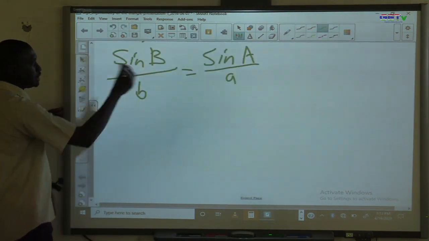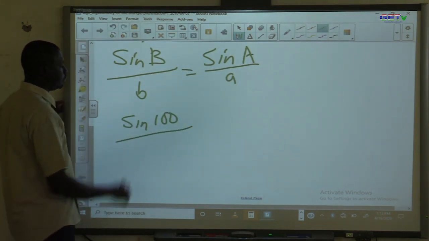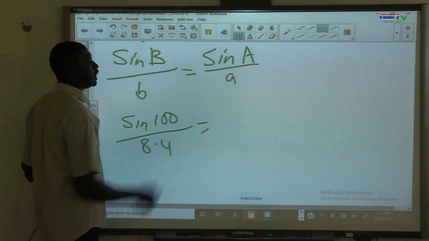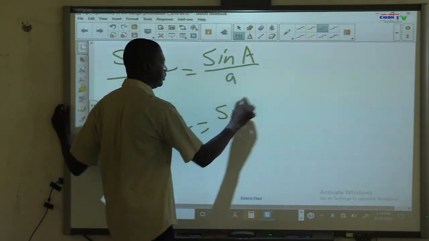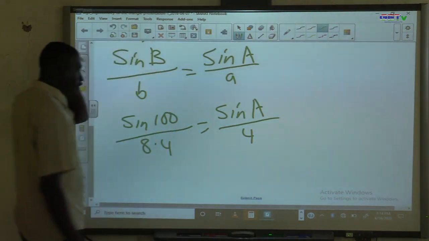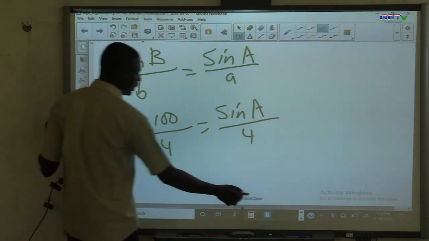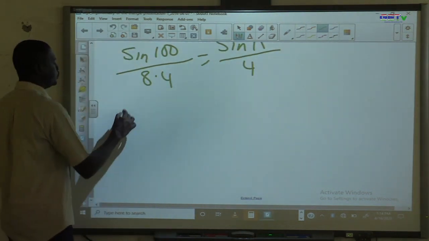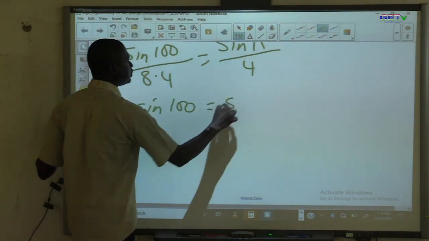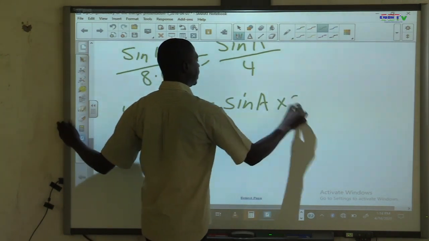So this will give us sine 100 over approximately 8.4 is equal to sine A over small a, which is 4. If you cross multiply this, you'll get the value of A that you are looking for. First, we have to cross multiply: 4 sine 100 is equal to sine A times 8.4.